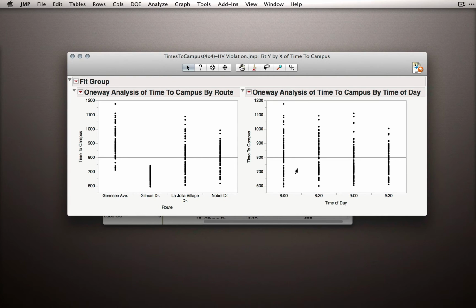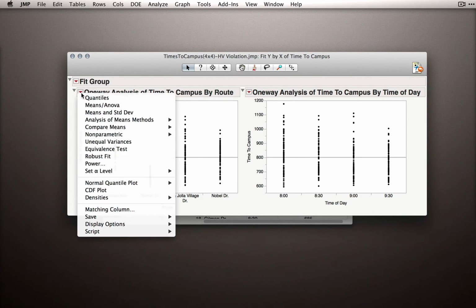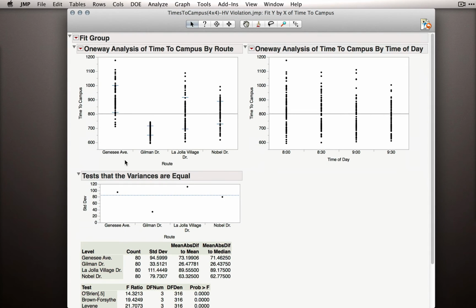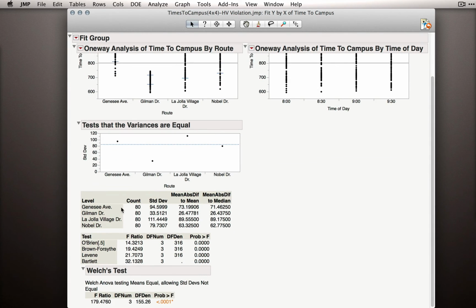Now, to perform our tests of whether the variances are the same in the populations from which these samples were drawn, we'll go to the red triangle next to each of these analyses and produce the unequal variances test. Unequal variances will perform four different tests for whether the variances in the population are different. Notice in this case, the four tests completely agree with each other. Each of our p-values is so low, it's displayed as 0.0000. So we certainly have evidence that in the population, the variances among these groups are not the same.